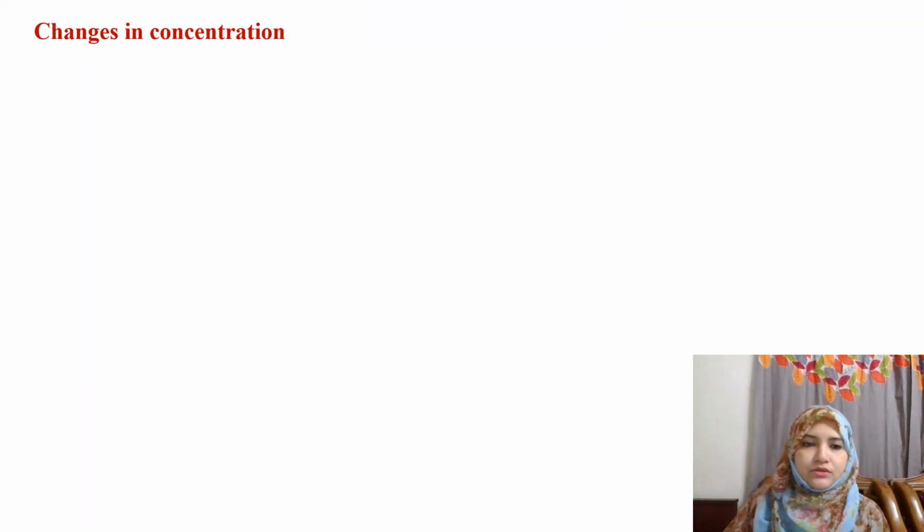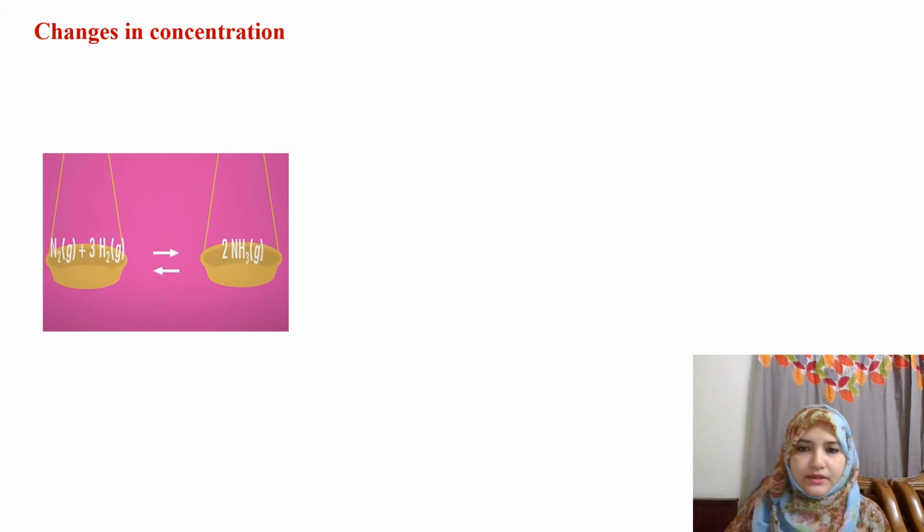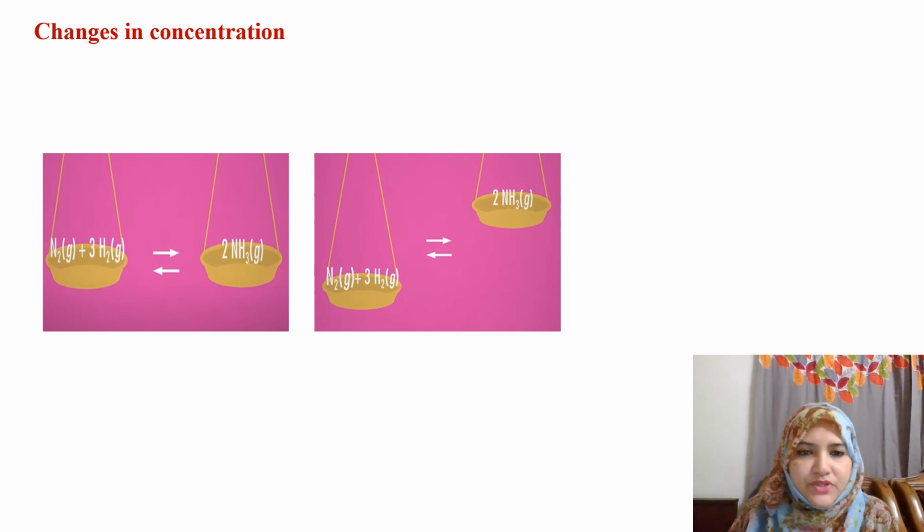Next, look at these pictures. We can take an example, the Haber process. You can remember the Haber process for ammonia production. The first picture shows it is at equilibrium. Nitrogen and hydrogen react to produce ammonia, and this reaction reaches equilibrium.